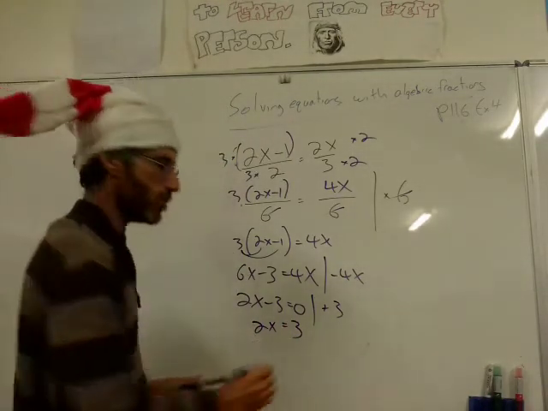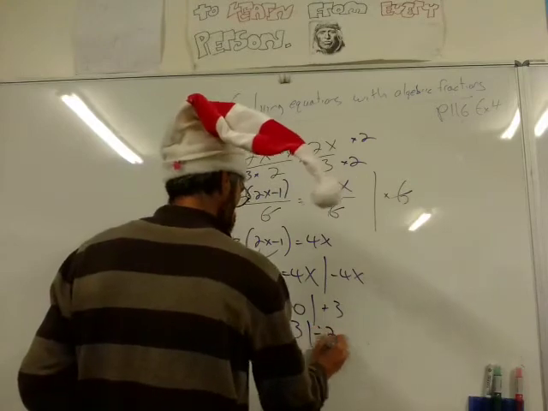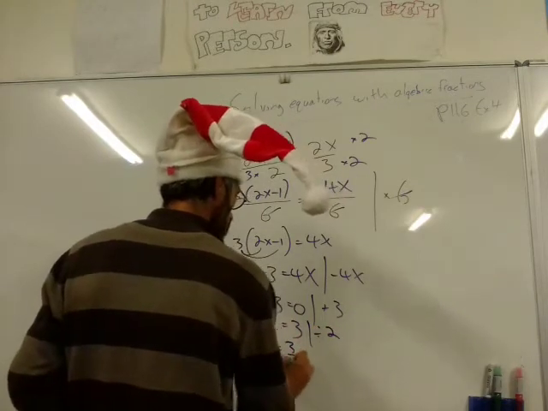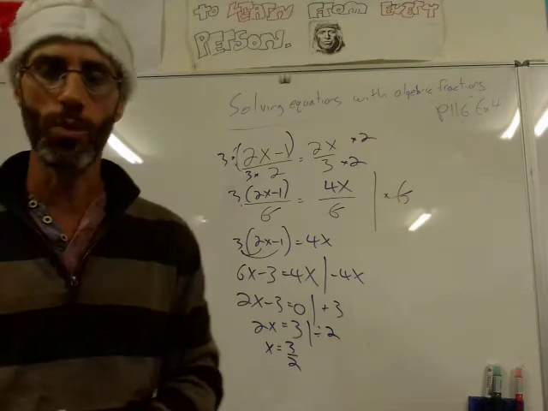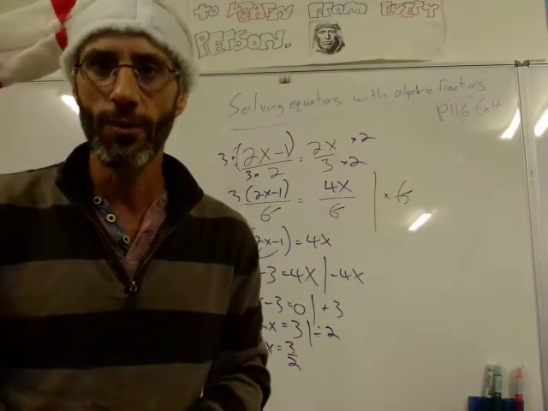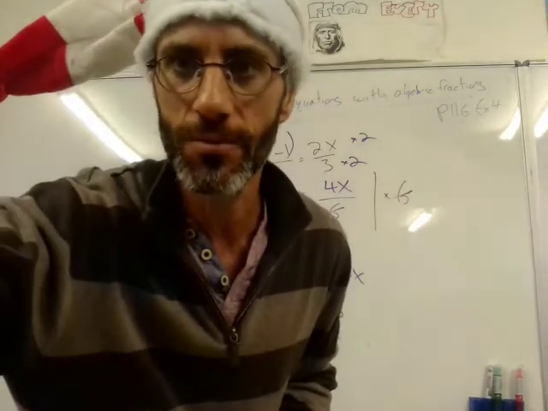I just need to get rid of the 2, so I'll divide by 2. x equals 3 over 2. You can write 1.5 or 3 halves. I'm going to pause here now. We'll do one more question.